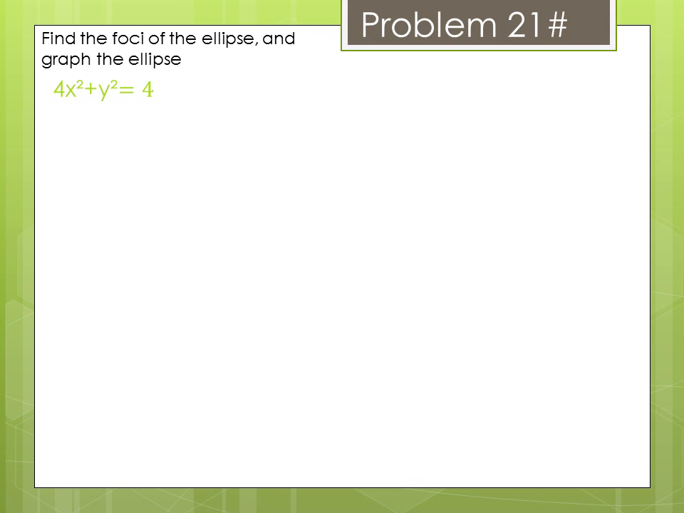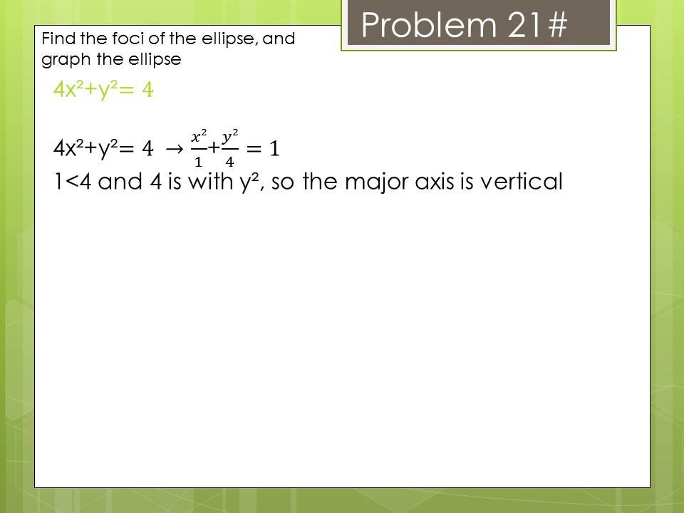Same thing, we have to find the foci of the ellipse, and then we have to graph it. So 4x squared plus y squared is equal to 4. And we're just going to put that into the same form. So x squared over 1 plus y squared over 4 is equal to 1. Since 1 is less than 4 and 4 is with y squared, the major axis is vertical. a squared is equal to 4 and b squared is equal to 1.